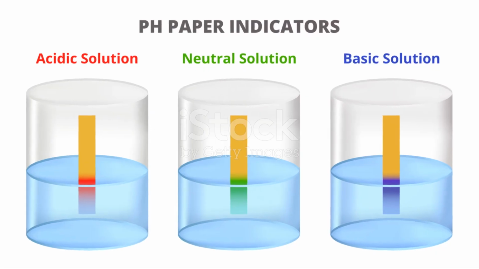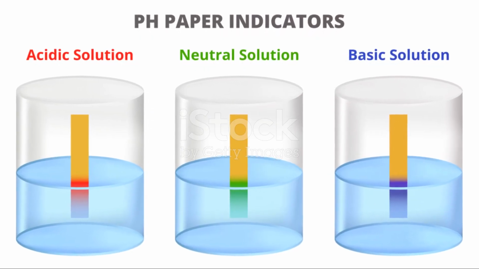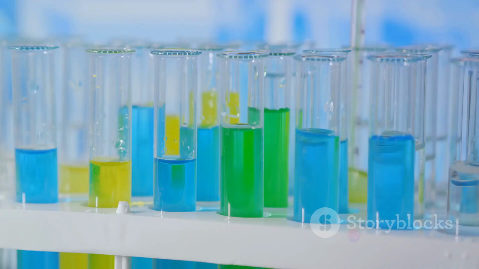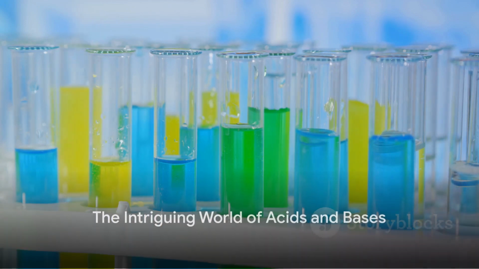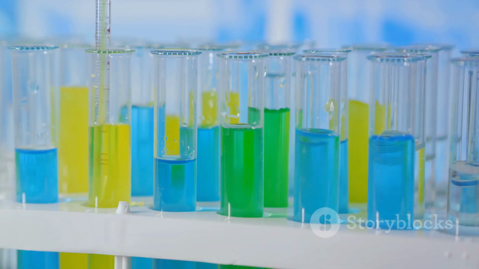And let's not forget our little chemical spies, indicators. These substances change their color to tell us whether we're dealing with an acid or a base. Isn't that clever? So, next time you bite into a sour lemon or wash your hands with soap, remember the fascinating world of acids and bases you've just explored.